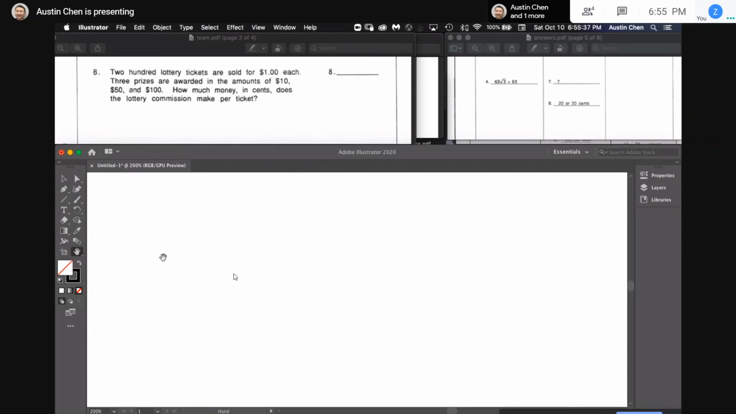So we need to find out the total amount of money that the lottery made. The amount of money that they receive is going to be 200 tickets times $1, but they're going to be paying $100, $50, and $10. So this is just the expression for the total amount of money that they made. This is just $200 minus $100, minus $50, minus $10, which is just $40.